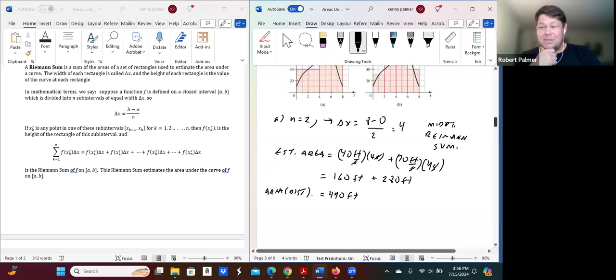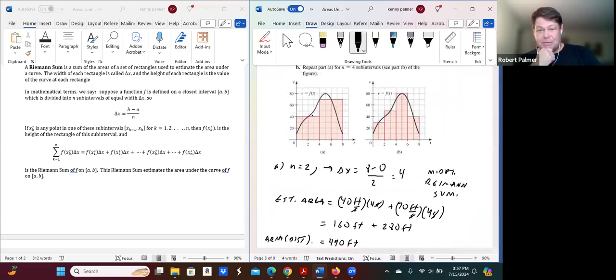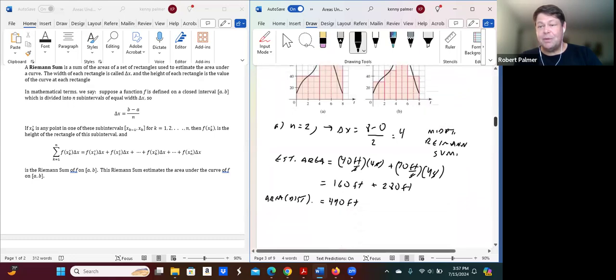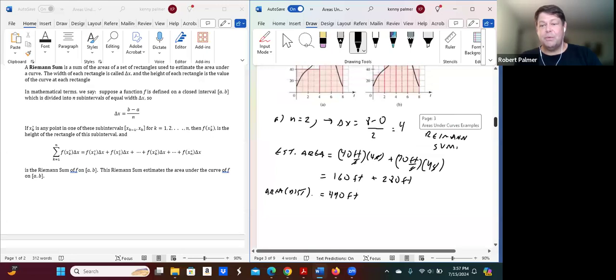Now, as we can see, it's obviously not very good because we're missing some cases. We're overestimating it right here on top of the curve, and below the curve we're missing some, and above the curve. So that's not going to be perfect, but let's see what happens if we go to 4 subintervals or 4 rectangles.